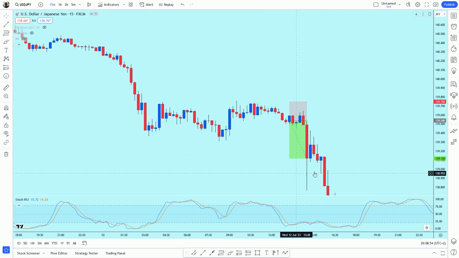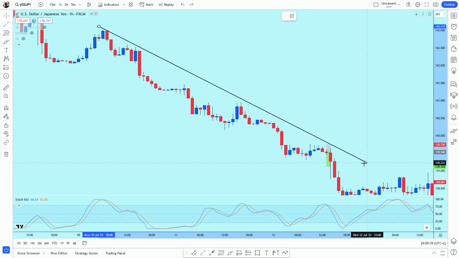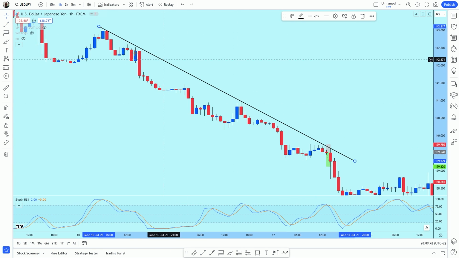Next, we have this simple trade on the US dollar Japanese yen pair. You will see that this analysis is also very simple and similar to previous ones. Here on a higher time frame, we can see this massive bearish trend, and also we can see these lower highs that we can connect with this bearish trend line.